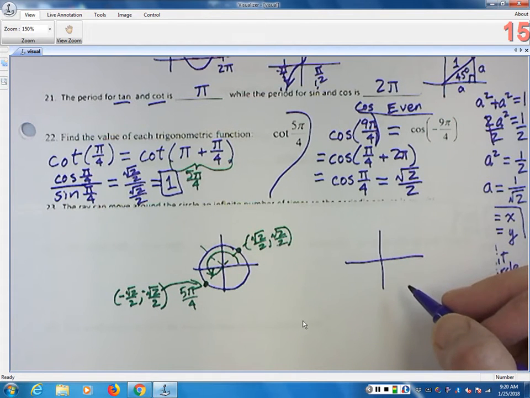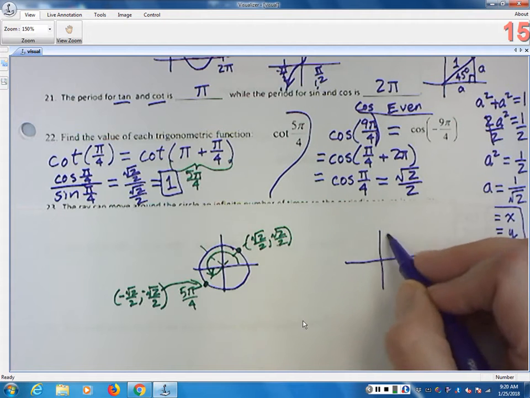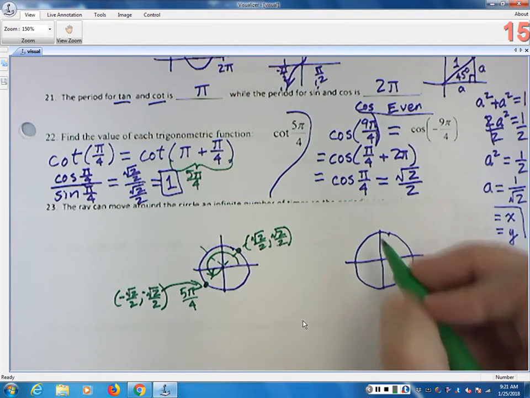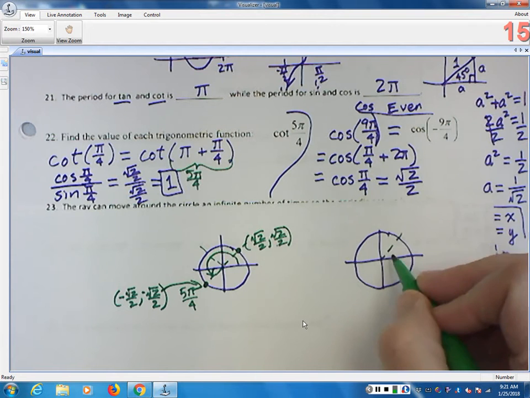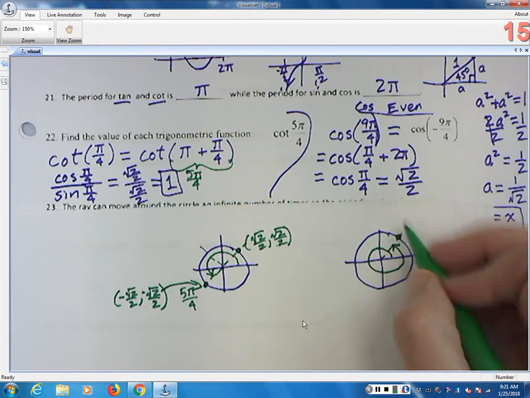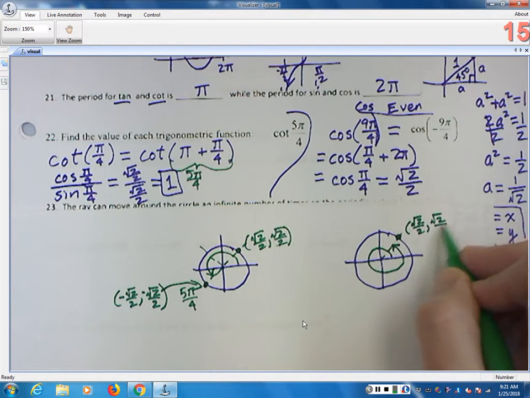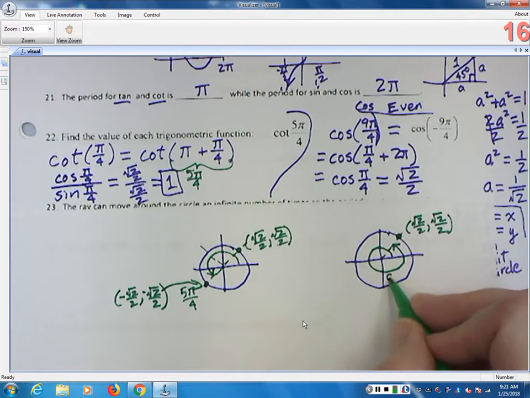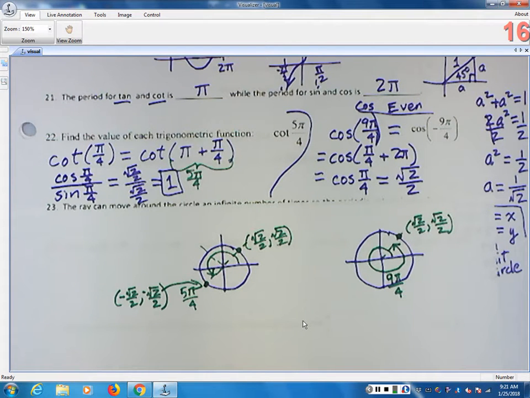9 pi over 4 will go all the way around the circle once, and then it stops here. And this is square root of 2 over 2. And that's 9 pi over 4. So if you draw the picture, you can see visually why these are equal. So that should be helpful.